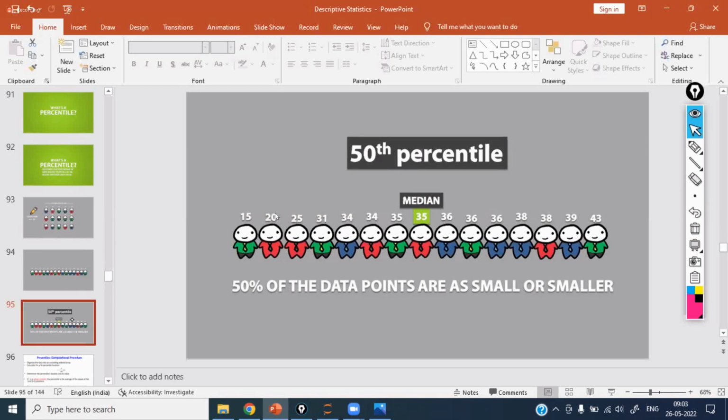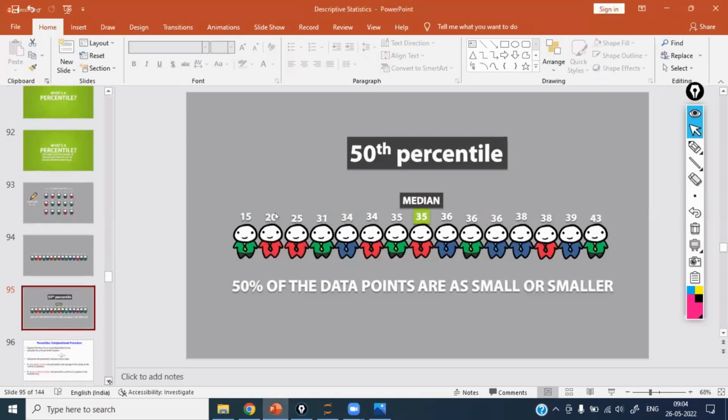For example, you are saying 75 percentile. What is the meaning of 75 percentile? Let us assume this is the 75 percentile value. 75% of the data is below this. That is the meaning. How much percentage of data is below you? That is represented by the percentile.